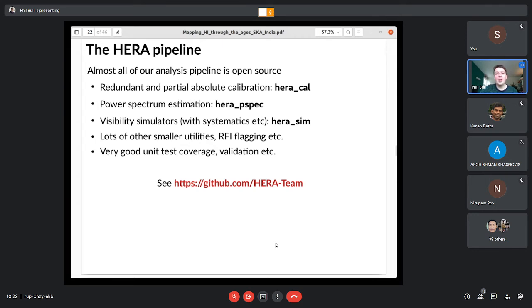Although again, most people are happy to use CASA for absolute calibration anyway, so we don't add much on that side of things. One that I've been personally quite involved in is the power spectrum estimation pipeline, and particularly this software package HERA PSpec, which is an optimal quadratic estimator-based power spectrum code. And it comes with various convenience functions for plotting and storing the power spectrum data and stuff like that. So I think that one's definitely worth a look if you need to calculate power spectra.